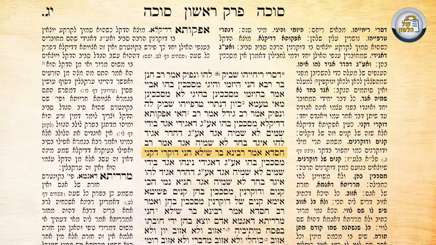Omar Rav Chisda Omar Ravino Bar Shilo. Hani Dukri Dekoni. For our purposes, Dukri Dekoni is similar to the Afkusa Dikla, and here the Gemara is repetitive. So Dukri Dekoni is another kind of plant, but it has the same characteristics as the afkusa de dikla.